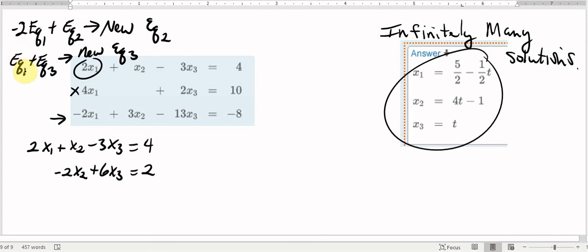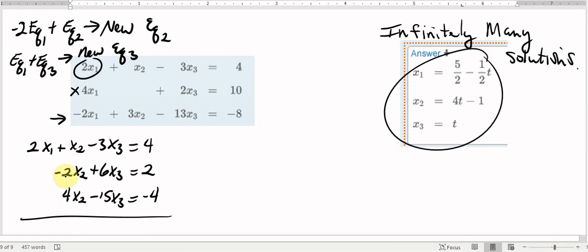Now we're just going to add equation 1 plus equation 3. So that goes out here. This becomes 4x sub 2 minus 15x sub 3. We're adding. Here we get negative 4, right? 4 minus 8. Okay, very good.